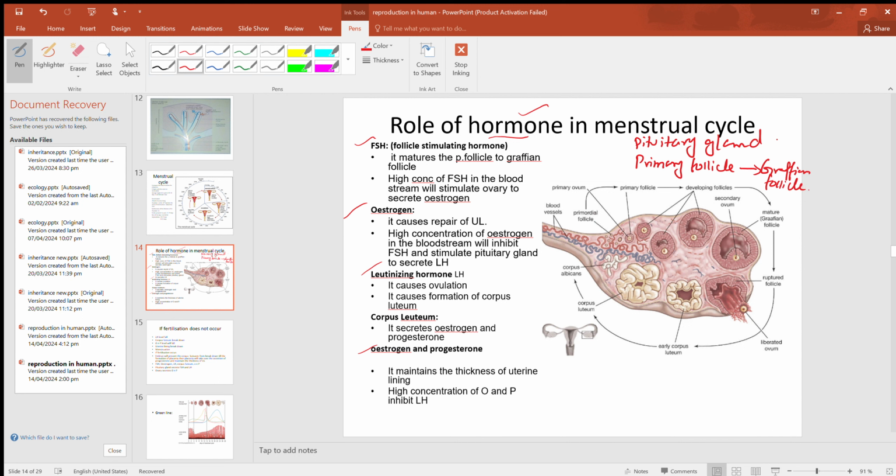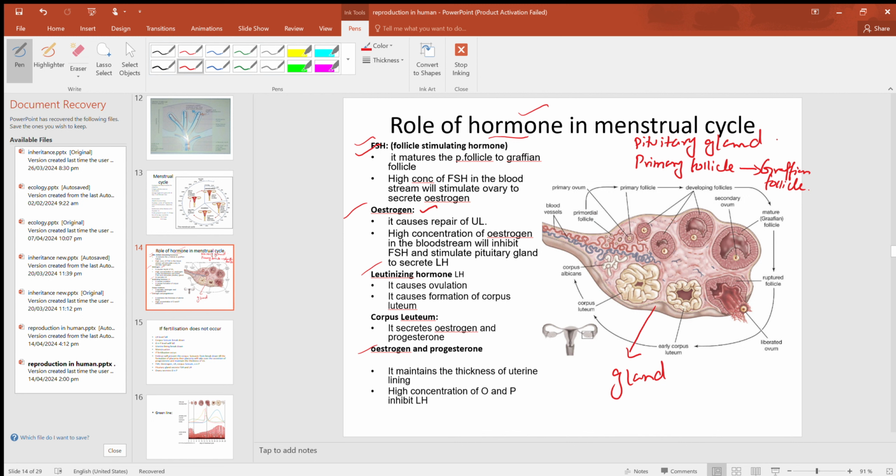Now always remember this: whenever there is a high concentration of any hormone in the bloodstream, it will stimulate the secretion of the next hormone and stop the secretion of the previous hormone. Just remember it. So when the concentration of follicle stimulating hormone increases in the bloodstream, what happens? It will stimulate the ovaries to secrete what? Estrogen in the bloodstream. So the ovary is also a gland, and it will secrete a hormone named estrogen. Now what is the function of this estrogen? It causes repair of the uterine lining.